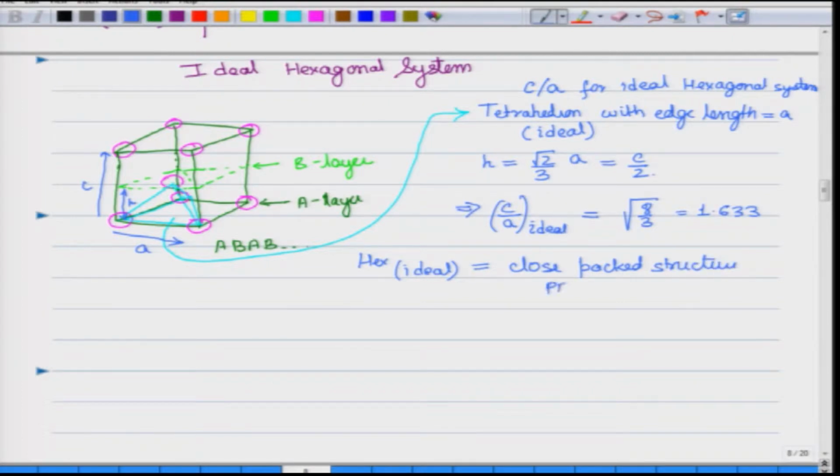Meaning packing fraction is equal to 0.74. So, only when you have an ideal system like this, you will have the highest possible packing fraction of 0.74. So, this is also that, and in that case it will be called a hexagonal close packed structure, which is HCP.